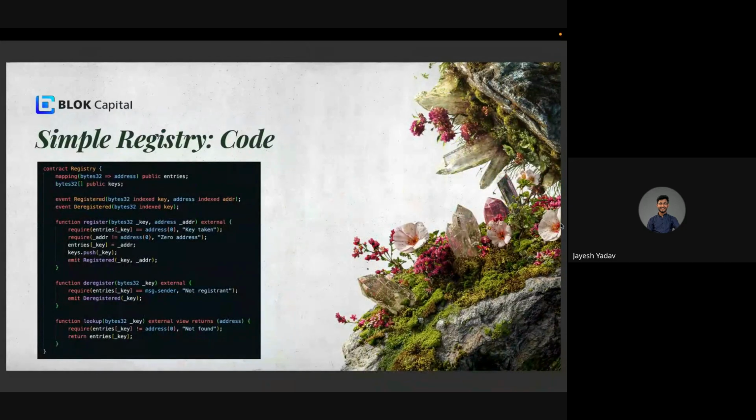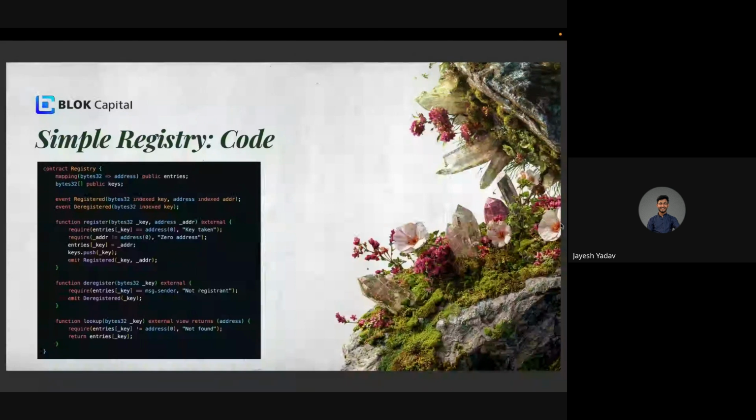Let's start with the simple registry and go through the code. It has a mapping of bytes32 to address, public entries. It has an array of keys stored, so you should not use the key again. It has two events, registered and deregistered, with two params, indexed key and indexed address, showing who is registering or deregistering the entries.